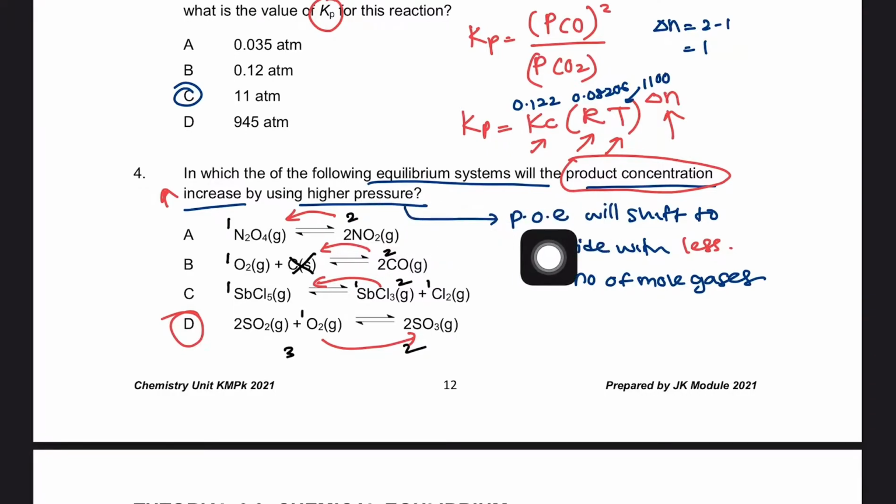So we know that high pressure will shift the position of equilibrium to the side with fewer moles of gas, and that side should be the product side. As we can see, I have labeled the number of moles of gas for the reactant side and also the product side, and clearly for option D, we have fewer moles of gas on the product side. Therefore, D is the answer.